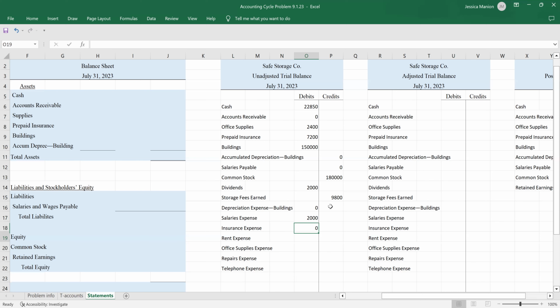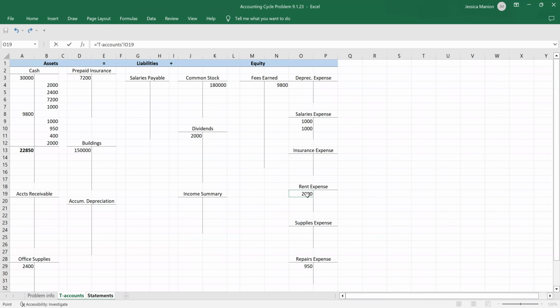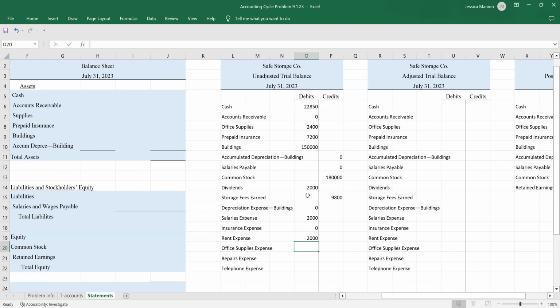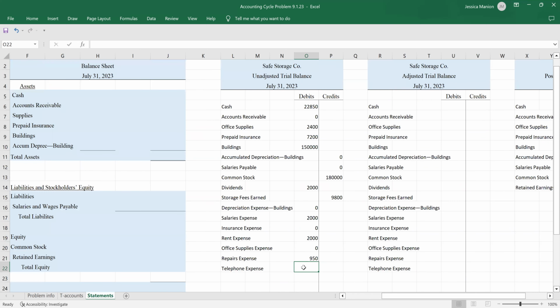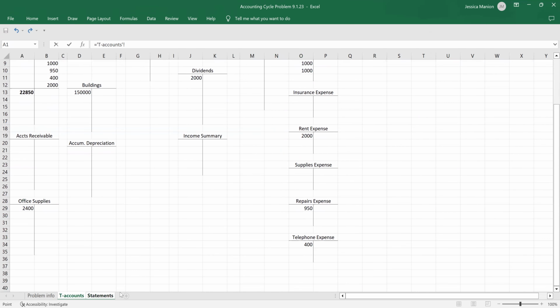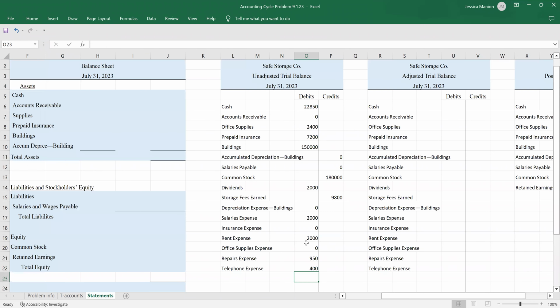Insurance expense, we don't have anything in there yet. Rent expense, we do though. We can say equals, we go back to our T accounts, rent expense. We don't have anything in supplies expense yet. We do have repair expense and telephone expense. So repairs, we'll say equals, we'll click back here. Repairs expense, 950. And then telephone expense equals, go back to our T accounts, and here's our telephone expense.